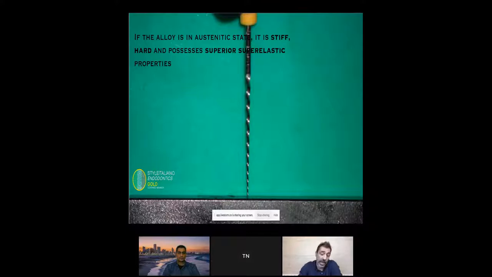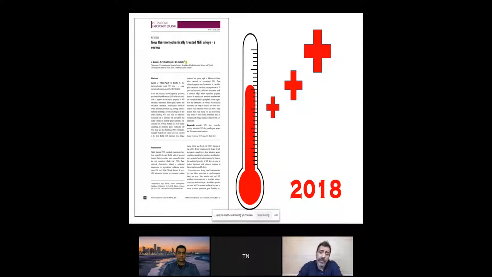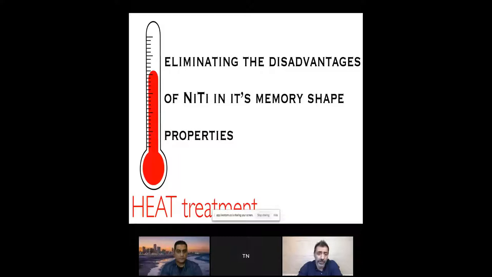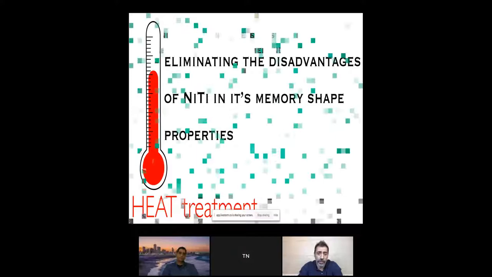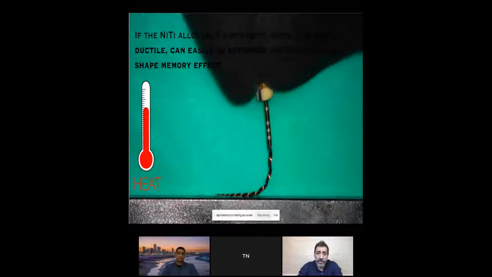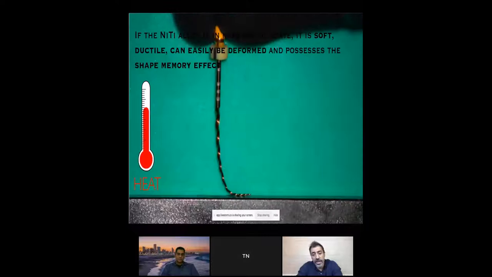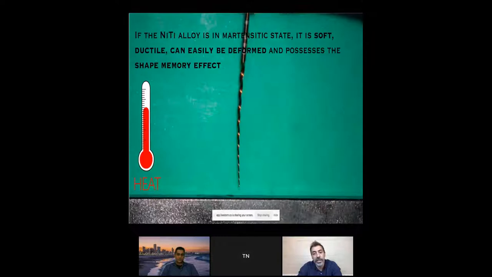This is why, over the years, we have the heat treatment process. This is a great review. If you can get your hands on this paper, it's a great review about the thermomechanically treated nitide files in 2018. So the heat treatment will eliminate this disadvantage of nickel titanium files, and it will work mainly on the shape memory properties of nickel titanium. So let us see. This is an MG3 file. It is in a martensite state. When you put some pressure on it, it does not take back its original shape 100%. So it has a little bit of controlled memory of the nickel titanium.